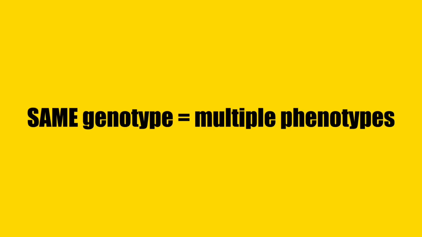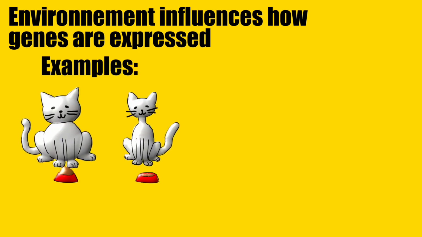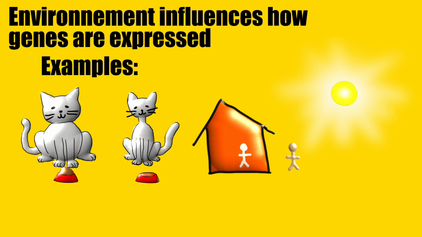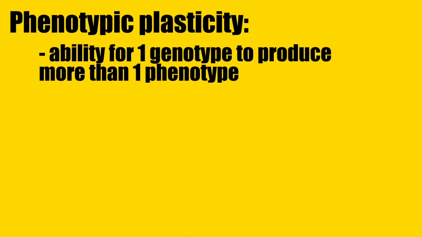The same genotype can result in multiple phenotypes. This is because environmental factors can influence how genes are expressed. Examples are calorie intake can change your body shape, and time in the sun changes your skin tone. Phenotypic plasticity is the ability for one genotype to produce more than one phenotype.